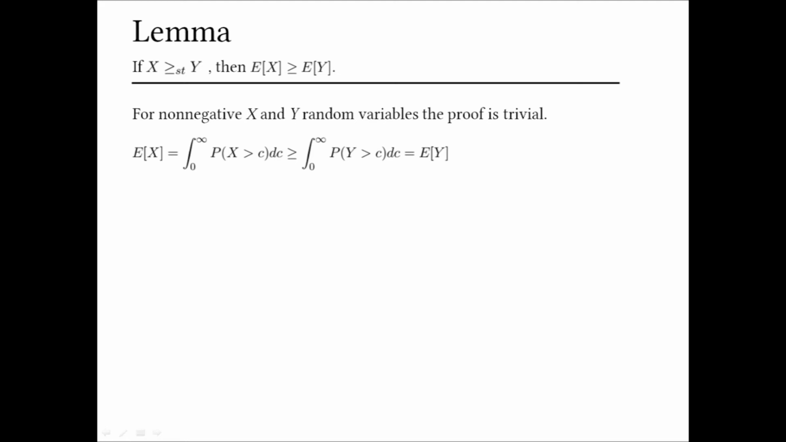And in the expression, we know that the value of the left-hand side integral is greater than or equal to the value of the right-hand side integral. The reason for that is the probability of x greater than c is always greater than or equal to the probability of y greater than c due to the stochastic dominance of x.